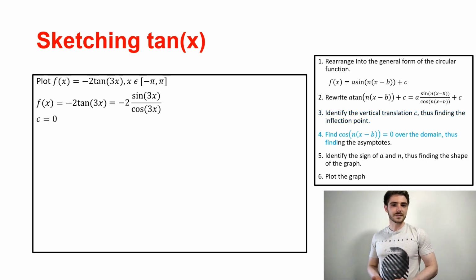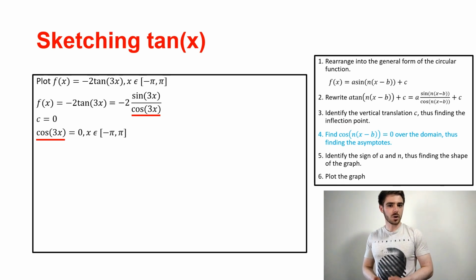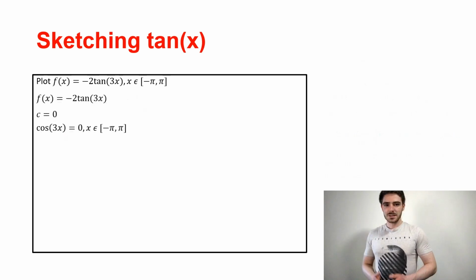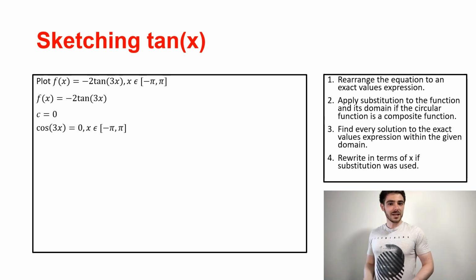Now, we want to find the asymptotes, which we can do by solving cos 3x equals 0 over the domain of negative pi to pi. This is just like solving a specific solution to any other kind of circular function, so we're going to follow the process. Step 1 is already done for us. Again, we have the general form already.